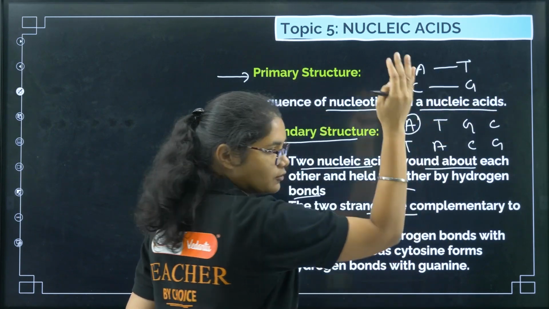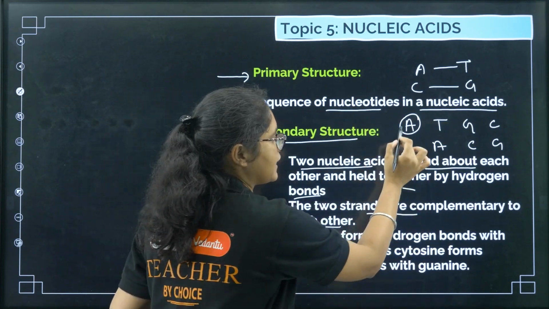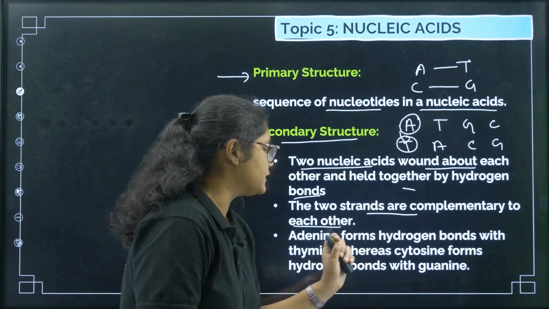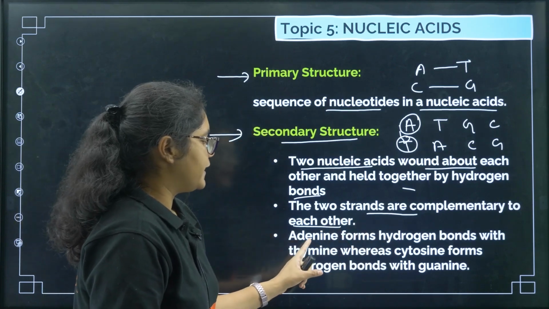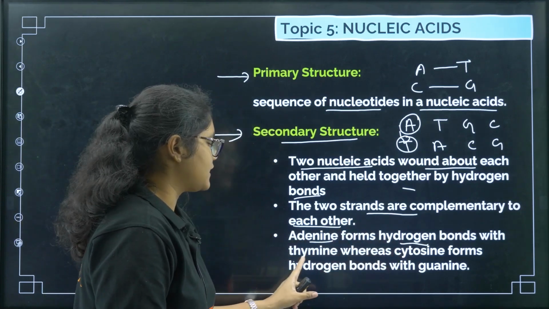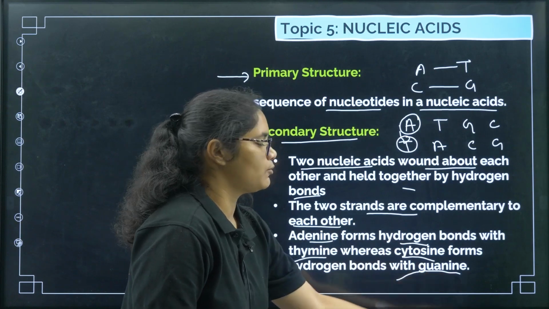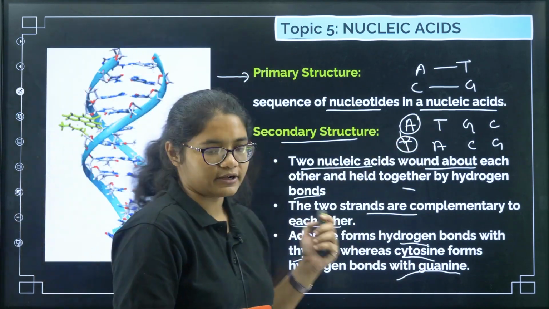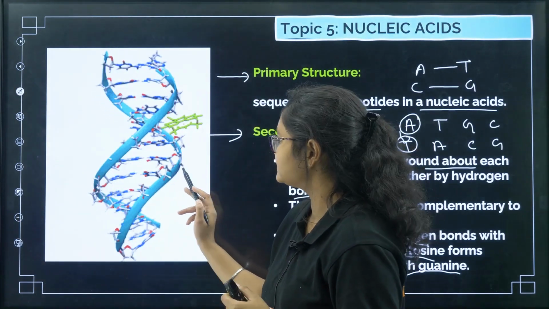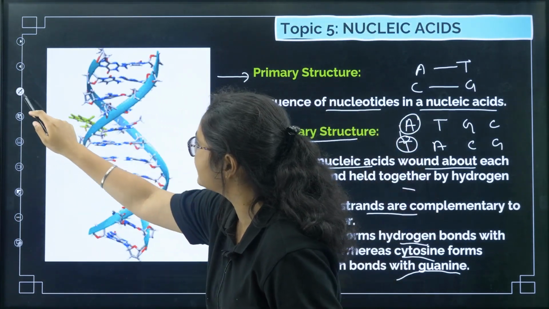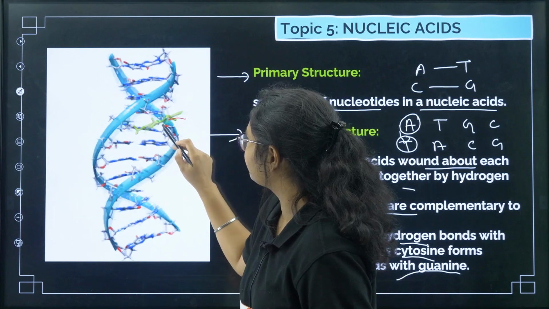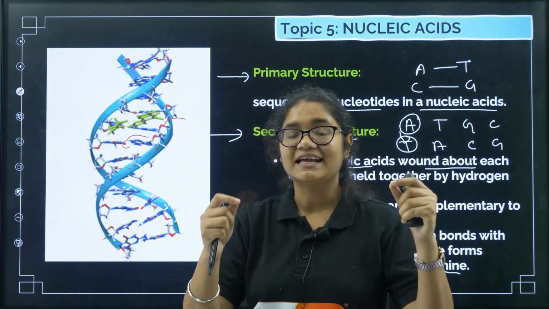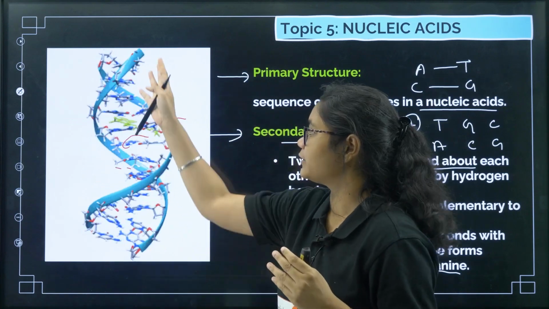So always A forms a bond with T and C forms a bond with G. So if A is present on one strand, the opposite strand at the same position of A should be T. That is called complementary to each other. Next, A forms a hydrogen bond with thymine, whereas cytosine forms a hydrogen bond with guanine. Now you can see the structure of this DNA. These are your nitrogenous bases, and hydrogen bonds are present, which act as a backbone for this particular structure.